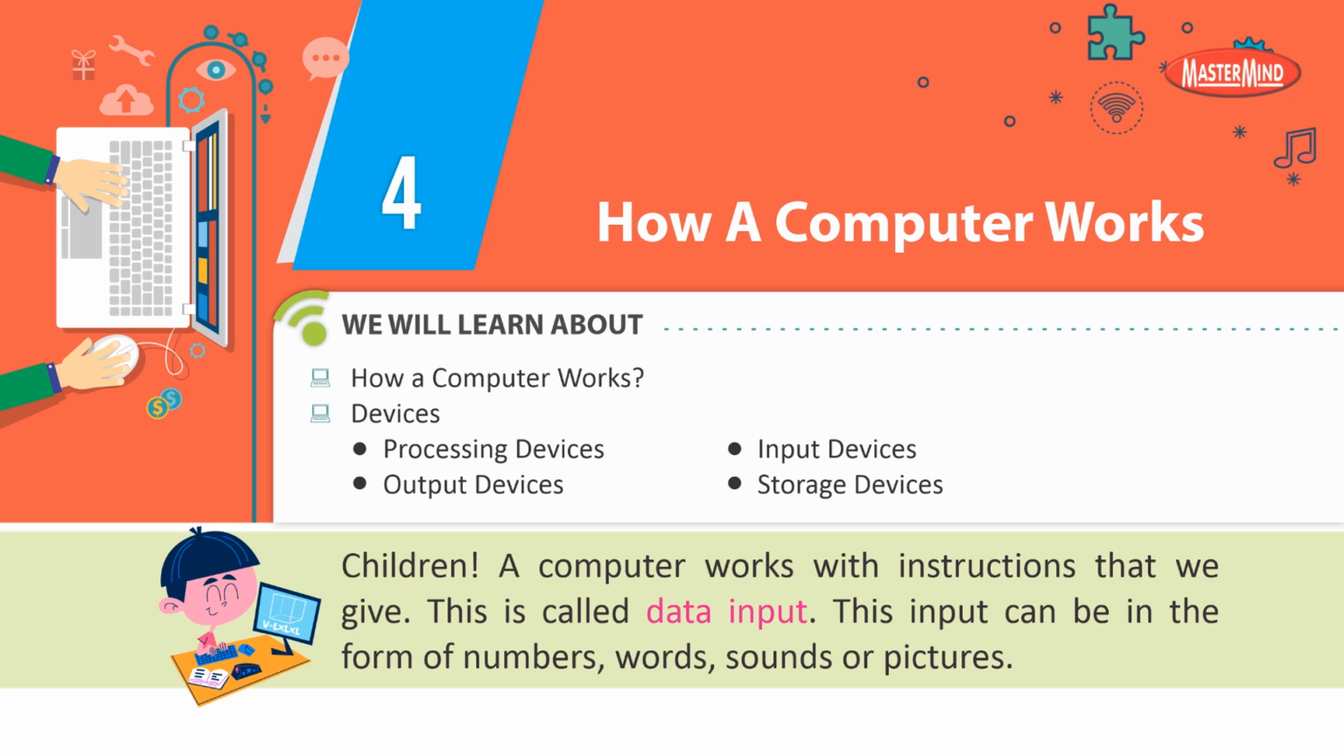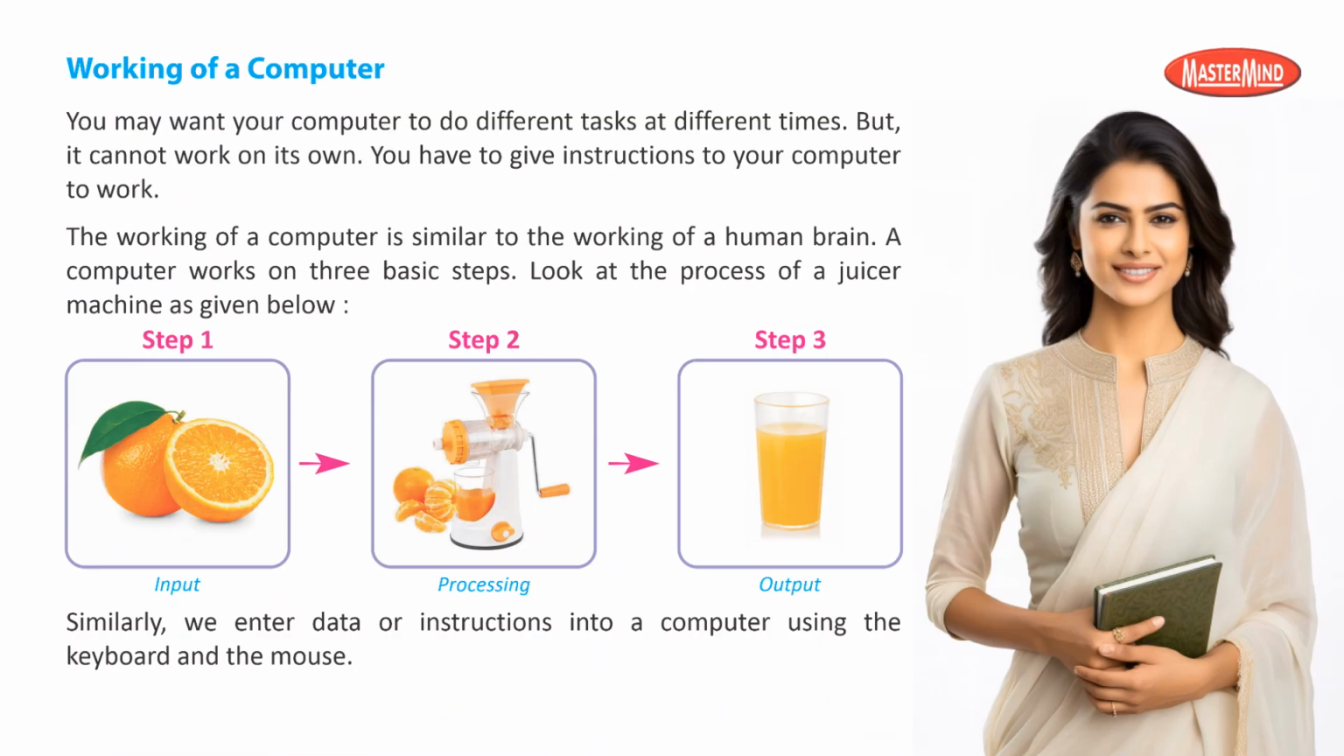This is called data input. This input can be in the form of numbers, words, sounds or pictures. Working of a computer: you may want your computer to do different tasks at different times. But it cannot work on its own. You have to give instructions to your computer to work.